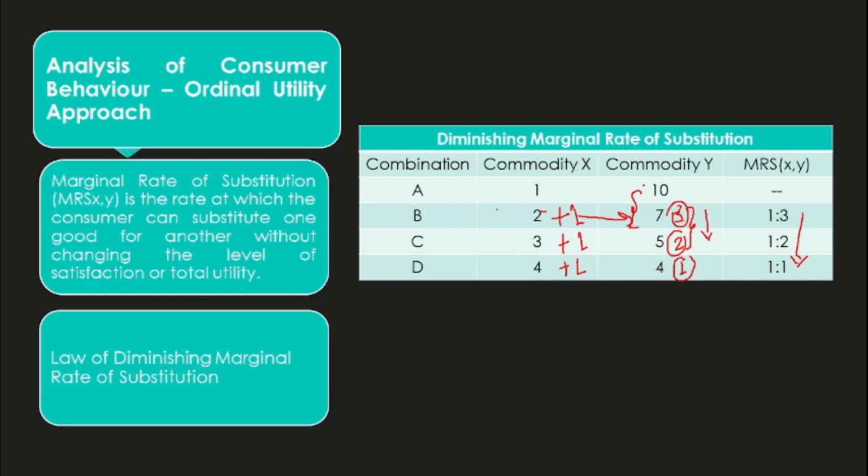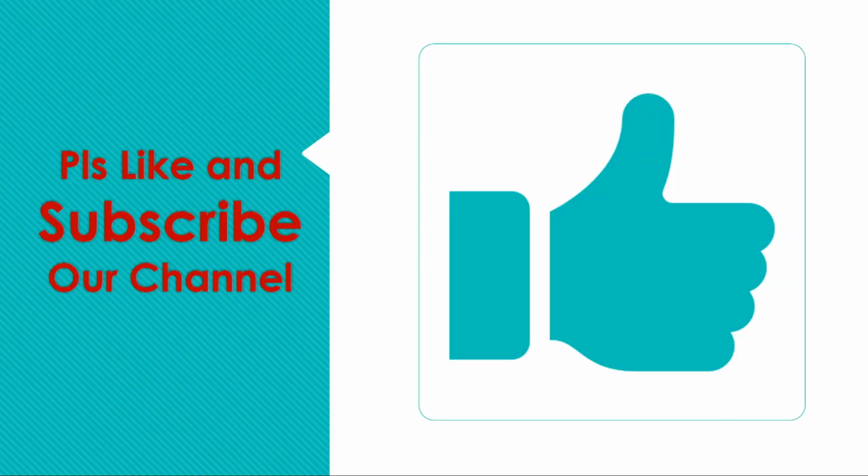It defines how a consumer will switch between 2 commodities until both commodities become equal and give equal marginal utility. This is the fourth assumption of the ordinal utility analysis of consumer behavior, and that helps in further deriving the demand curve.